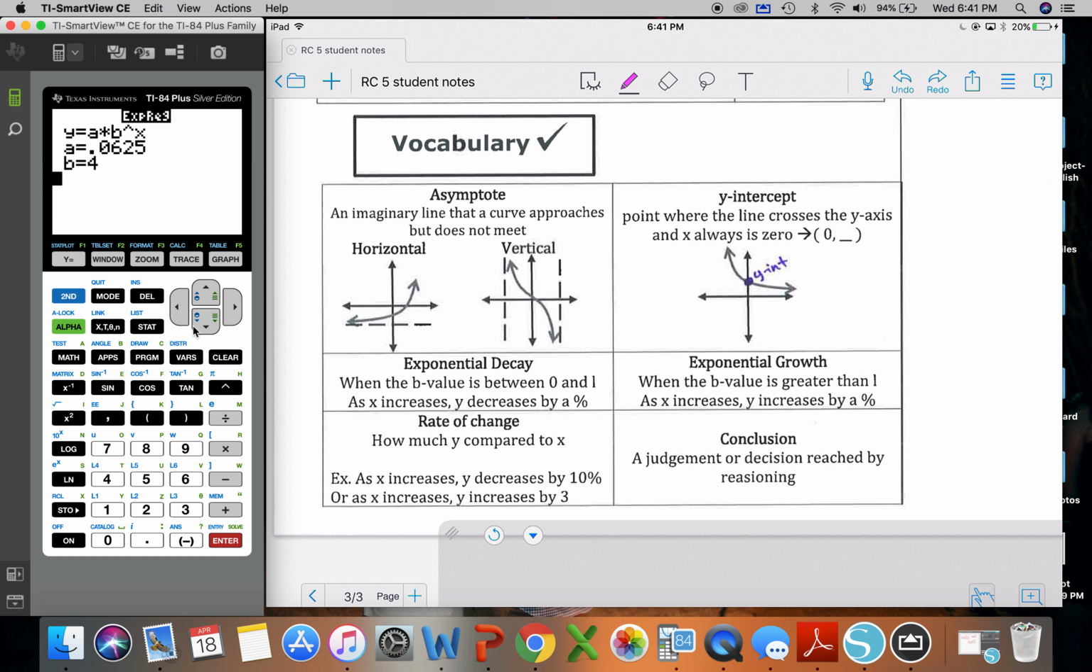Exponential decay, the b value is between 0 and 1, and y is decreasing. Exponential growth, b is greater than 1, and y is increasing. Rate of change is how much y changes compared to x, so as x increases, y decreases, or as x increases, y increases. A conclusion is a judgment or decision reached by reasoning.